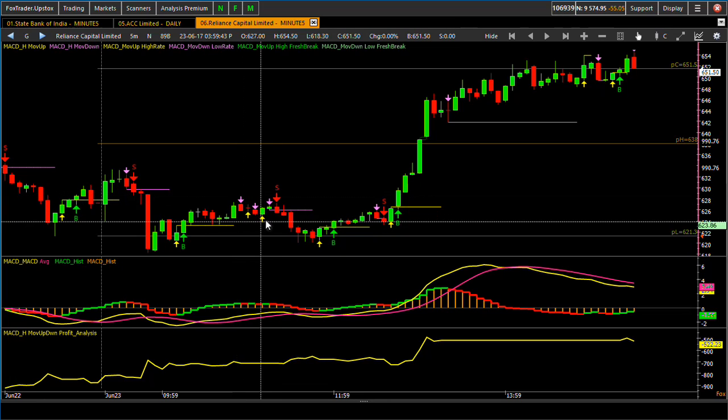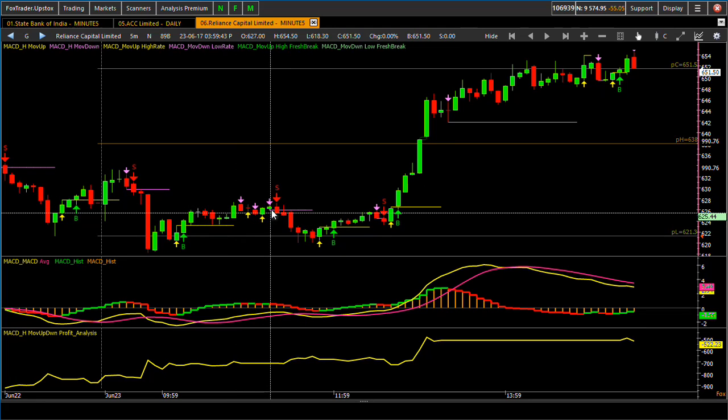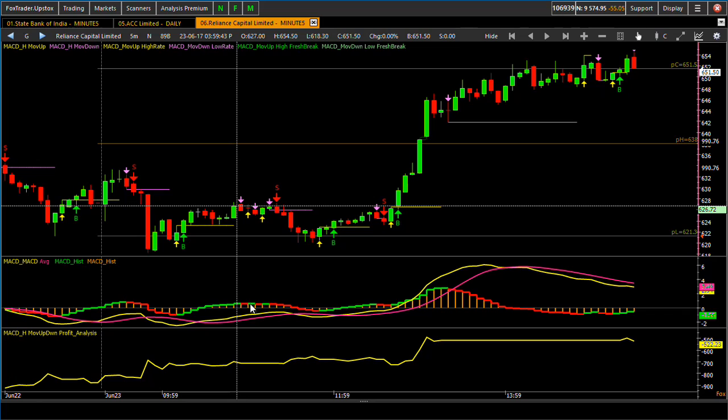So if you see here, I avoided almost 4 to 5 trades compared to if I had followed just the MACD strategy of going down and up.